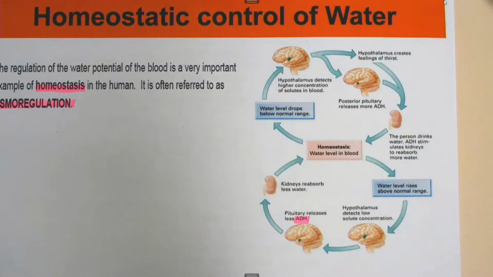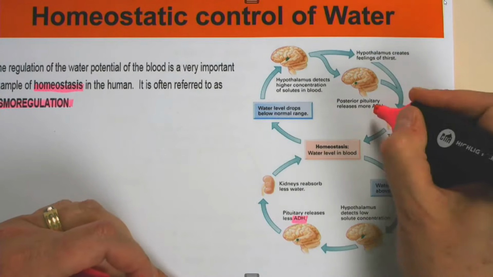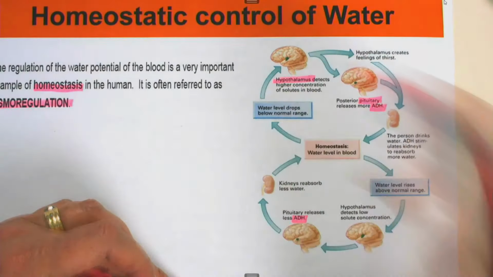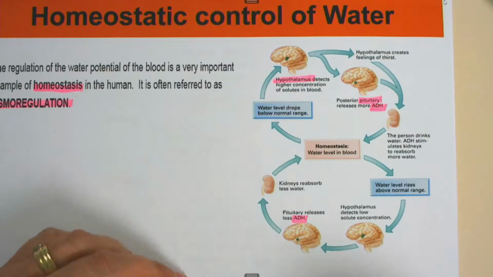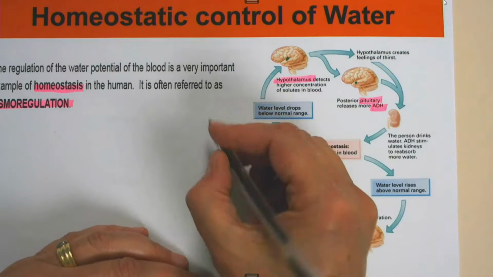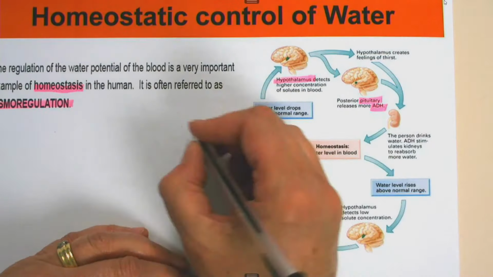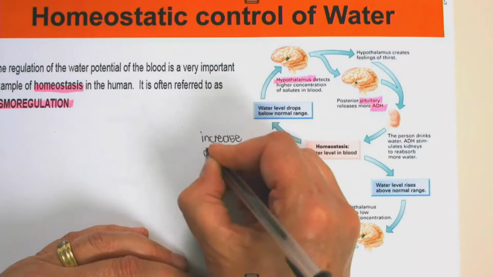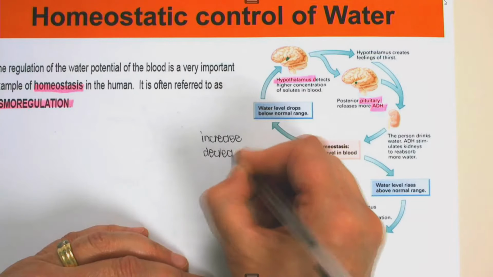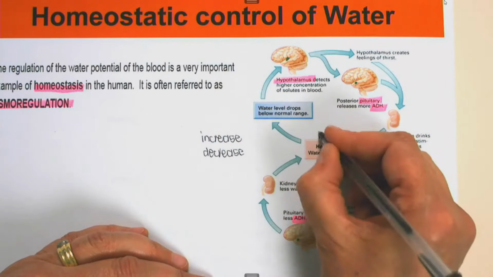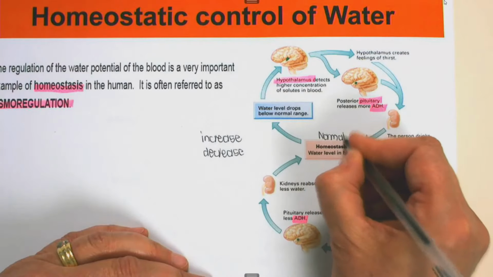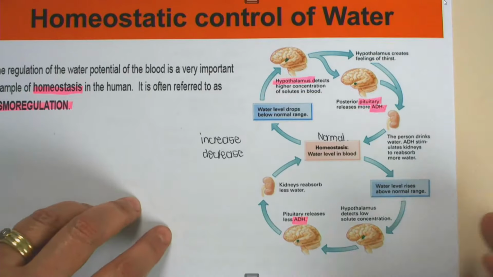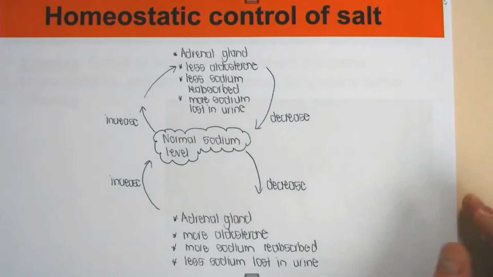Very important, people. I want you to mention the hormones involved. I want you to mention the parts in the brain involved. I want you to mention the words, instead of drops, to say increase or decrease, whatever is relevant there. And then it goes back to normal. Don't just say it decreases. It decreases back to what? To normal. Okay, there's that one.